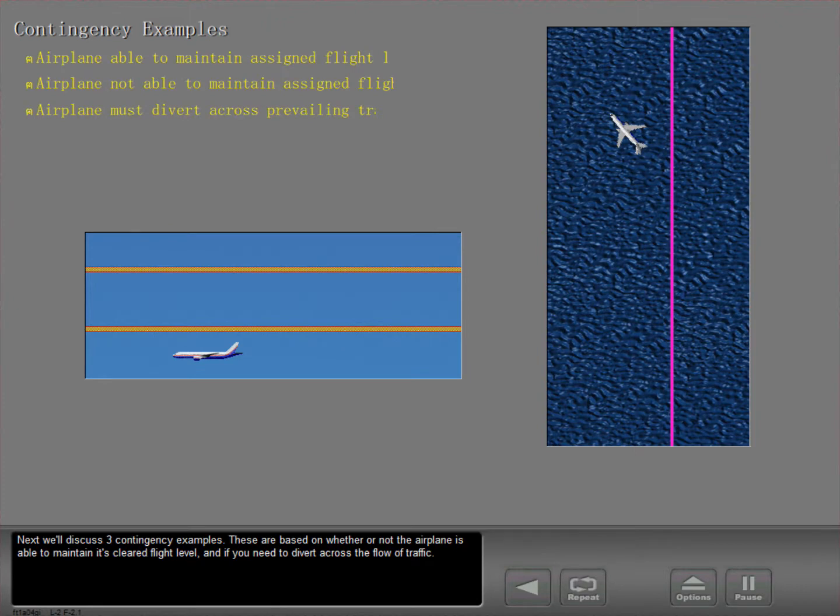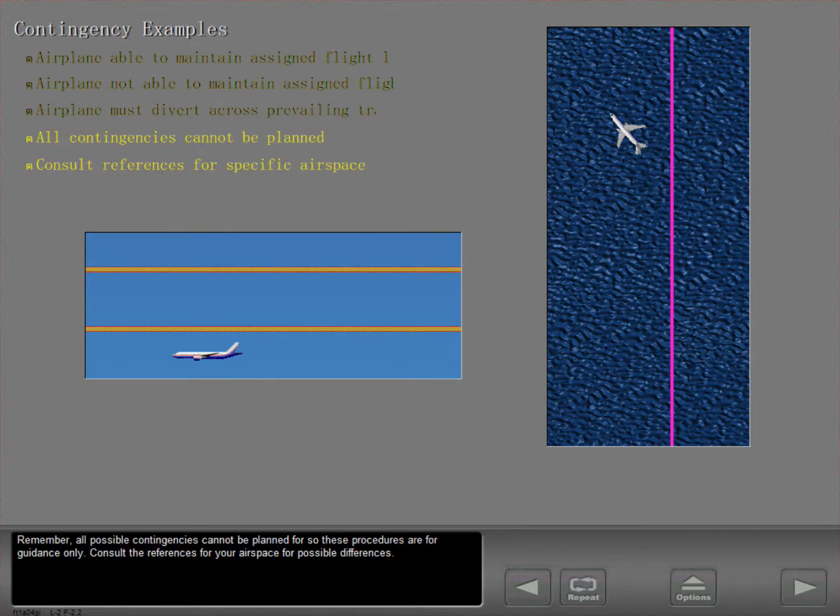Next, we'll discuss 3 contingency examples. These are based on whether or not the airplane is able to maintain its cleared flight level and if you need to divert across the flow of traffic. Remember, all possible contingencies cannot be planned for, so these procedures are for guidance only. Consult the references for your airspace for possible differences.